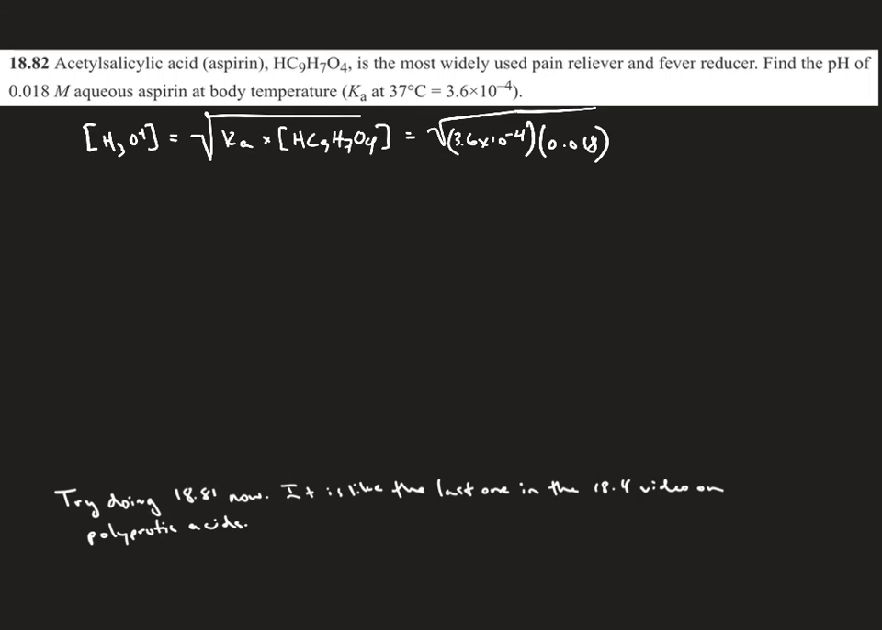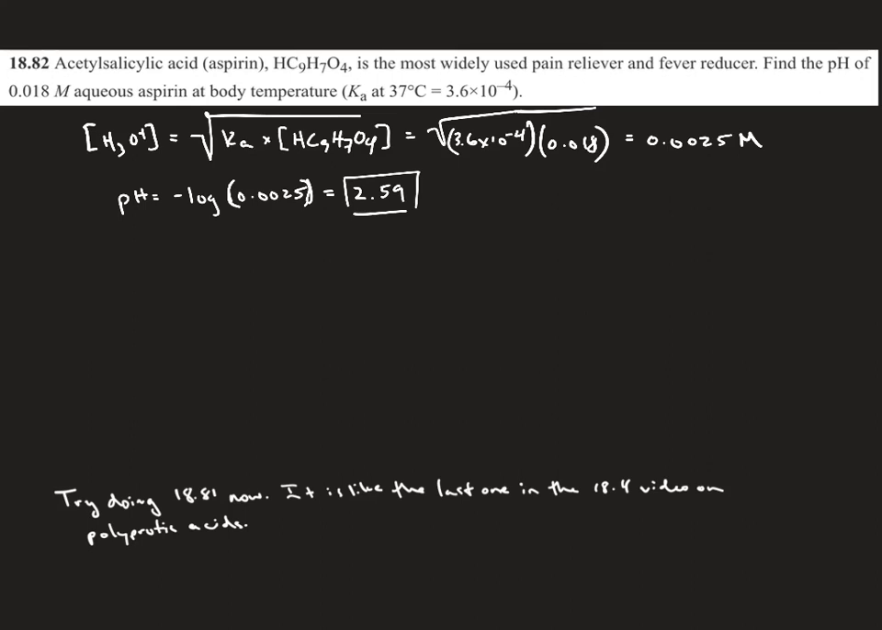0.018. And that's going to give us a hydronium ion concentration of 0.0025 molar. And it wants to know the pH, so pH is just negative log of that. And that's going to give us something like 2.59. Something close to that value should be the answer there for that problem.